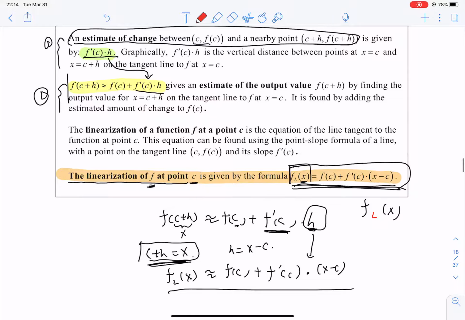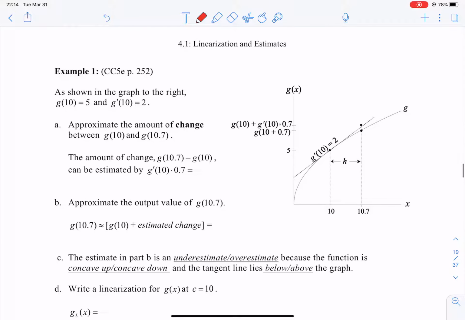Alright, so next let's try to do example 1 together. Example 1, as in this function graph, we are given g of 10 equals 5, and g prime of 10 is 2. G of 10 is 5. G prime of 10 is the slope of the tangent line, which is 2.